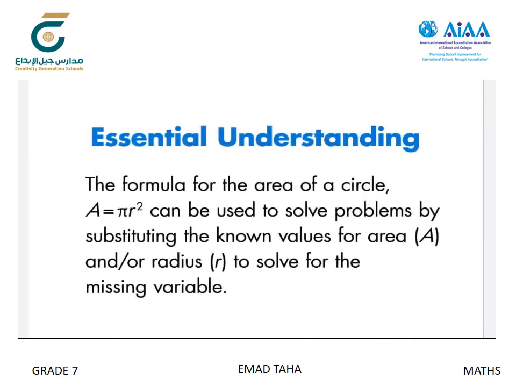The essential understanding for this lesson is that the formula for the area of a circle, A equals pi times the radius squared, can be used to solve problems by substituting the known values for area, A, and for radius, r, to solve for the missing variable.